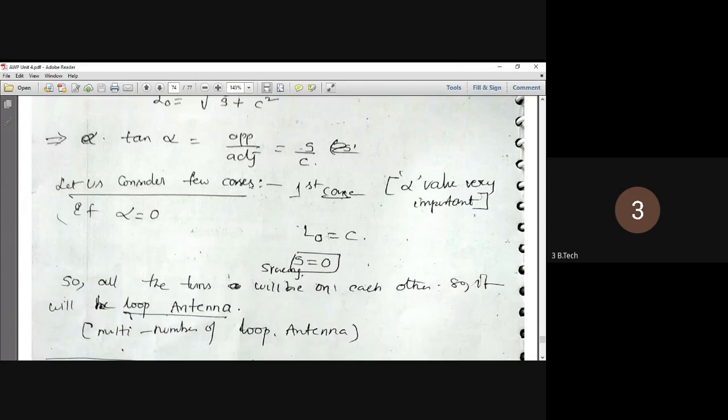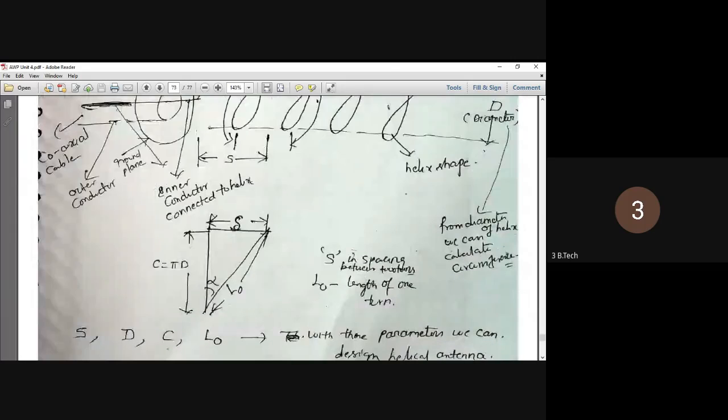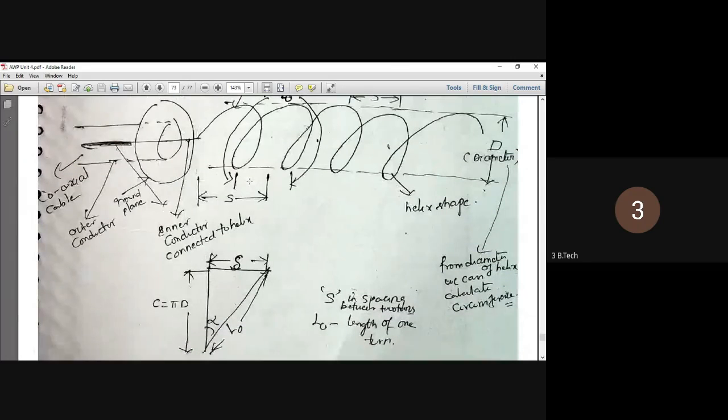If alpha is equal to 0, then L0 will be C. So substituting that, S is equal to 0, that is spacing will be 0. So when the spacing is 0, all the turns will look like one another.